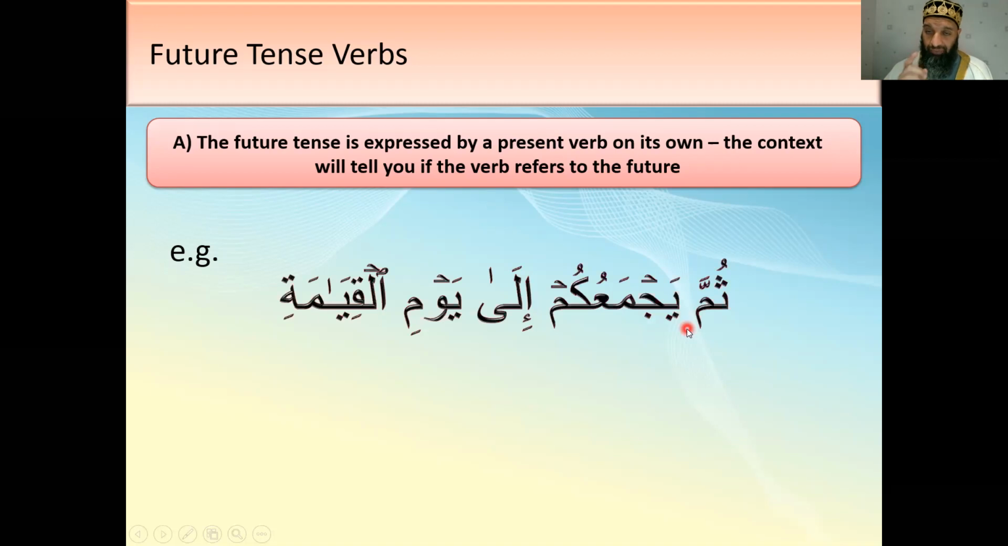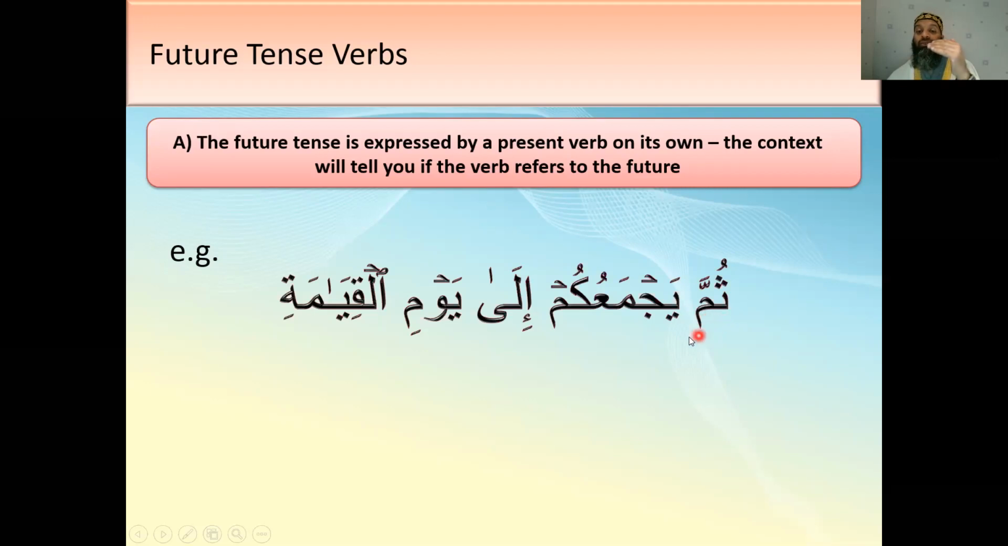One of the ways you can tell a verb is future is when the present tense is used. You have to use the present tense because it's the same. Present tense can be future as well. So the way you tell is the present tense is used, but the context of the sentence is telling you it's in the future. So look, ثُمَّ يَجْمَعُكُمْ. Then, literally this means he gathers, يَجْمَعُ, he gathers, كُمْ, you all. He gathers you all. That's what يَجْمَعُكُمْ means. But look what it's talking about.